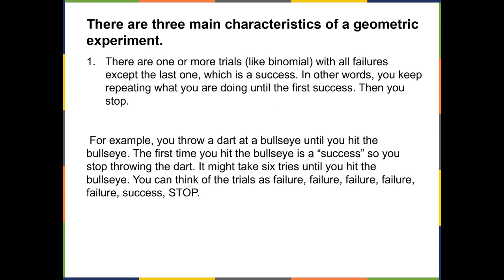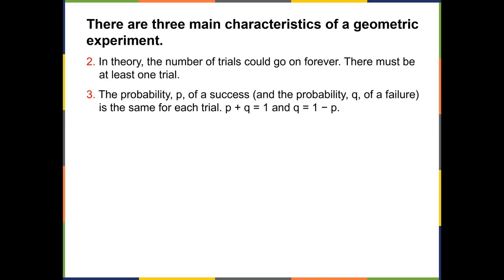So there are 3 main characteristics of a geometric experiment. There are 1 or more trials, sort of like a binomial, but in this one it's going to be failure, failure, failure, failure until you finally succeed. In other words, you keep going until you get your first success and then you stop. So if we are throwing a dart at a bullseye, maybe it takes us 6 tries to hit the bullseye. So the trials are fail, fail, fail, fail, fail, success, and then we stop. Okay? So that's the way a geometric distribution works.